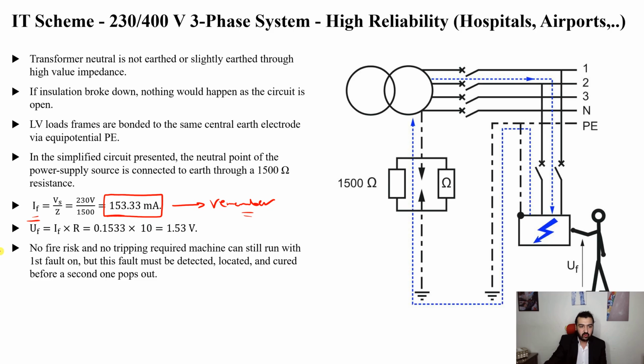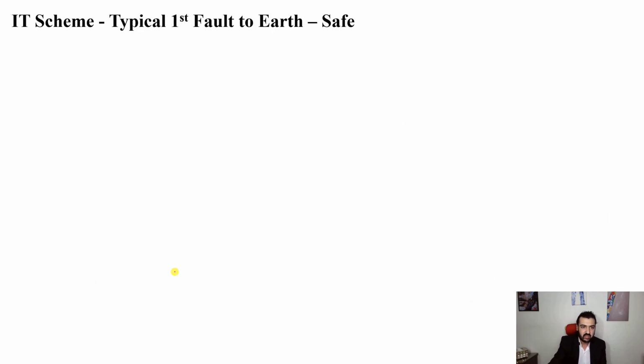So here we have no fire risk, no tripping required, and the machine can still run. Despite having this fault, it can still run with the first fault. Now in an IT system, we can have a second fault occurrence due to this type of fault. We will see this in lesson number 3. However, this fault must be detected, located, and cured before a second one happens. Now, how do we detect this? We are going to see in the next video.